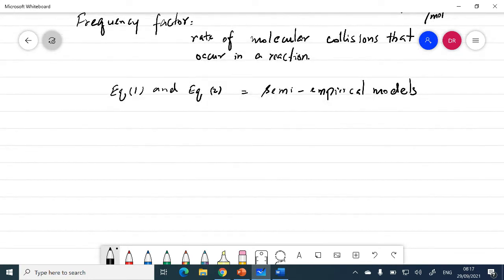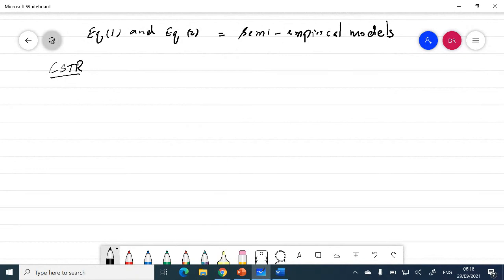Okay, so now let's go back to our example, which was about the continuous stirred tank reactor. Let me describe it here. This is a tank, and in the tank we have a stirrer. Then there will be a reaction, and it will be a continuous process, so that's why we call it a CSTR.